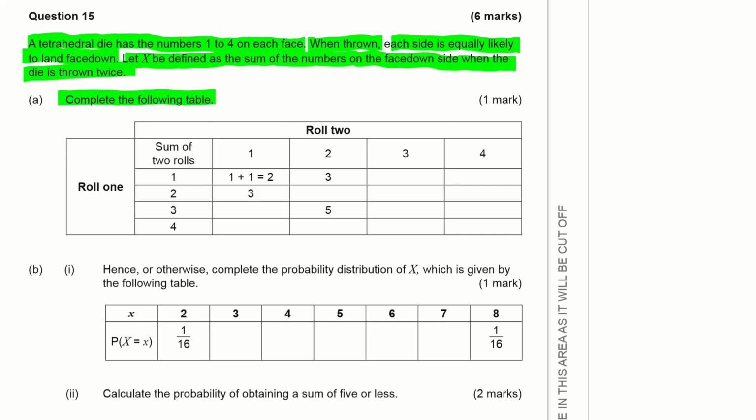So this is just simply 1 plus 1 is 2, 1 plus 2 is 3, so it's going to be 1 plus 3 is 4, 1 plus 4 is 5, and we're going to have 3, 4, 5, 6, 4, 5, 6, 7, and 5, 6, 7, 8.